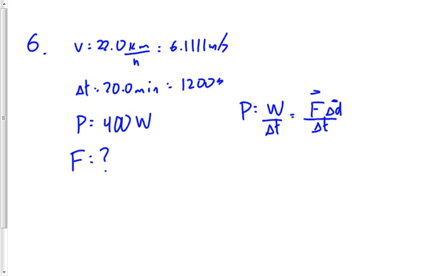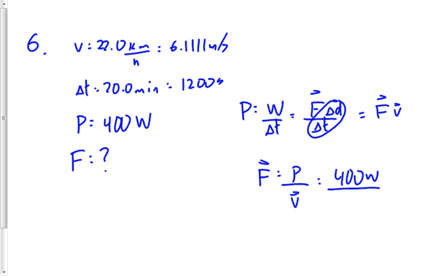Okay, and the benefit of that to me was that D over T, we know what that is, right? D over T is equal to V. V is equal to D over T. So my equation became F times V. I replaced D over T with V. Now I'm solving for F, I guess. So I rearrange this. I get F is equal to power over velocity. The power here is 400 watts. The velocity here is 6.1111 meters per second. And when I solve for that force, I get 65.5 newtons.